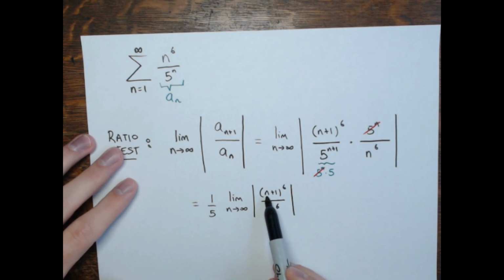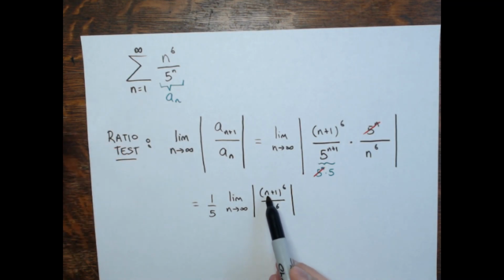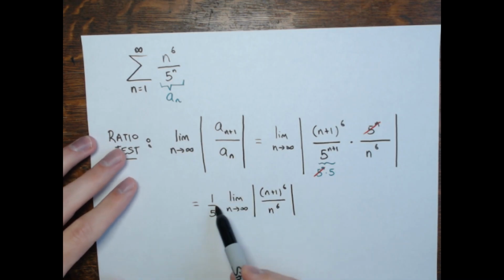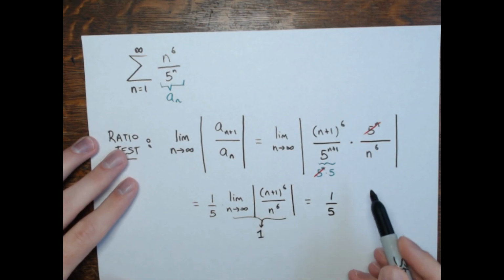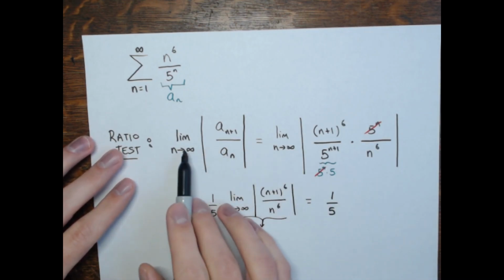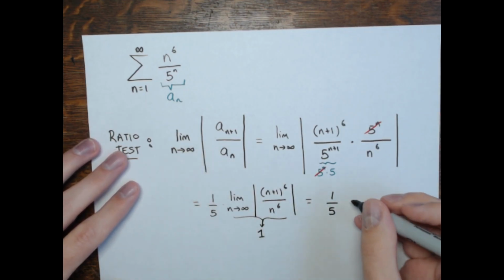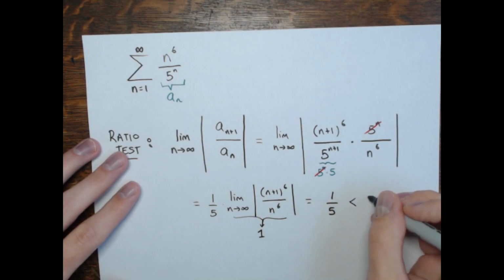But this is a 6-degree polynomial. This is a 6-degree polynomial. The lead term up here would be n to the 6th. The lead term down here would be n to the 6th. This is going to 1. So you have 1/5 times this whole thing approaching 1. So the limit here is 1/5 times 1. All right, so the limit of these ratios is 1/5, which is less than 1.